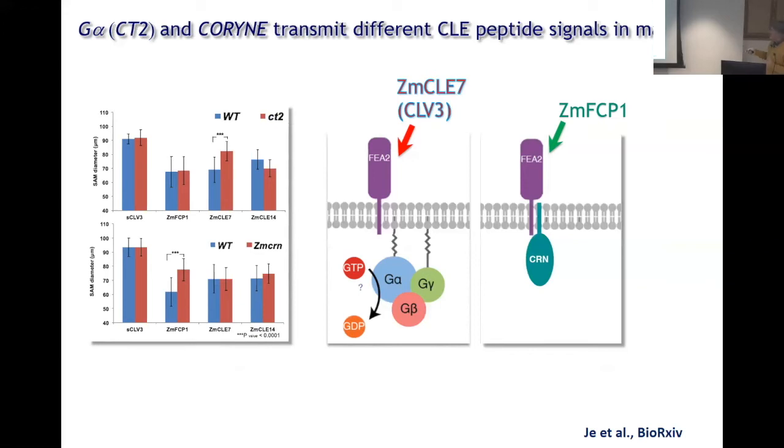But at least phenomenologically, I think this is interesting because it shows how you can get different signal inputs and outputs going through a common receptor. So I think it's quite interesting.